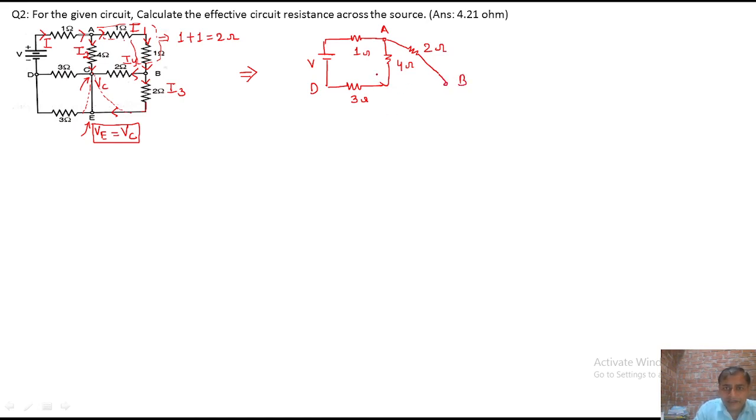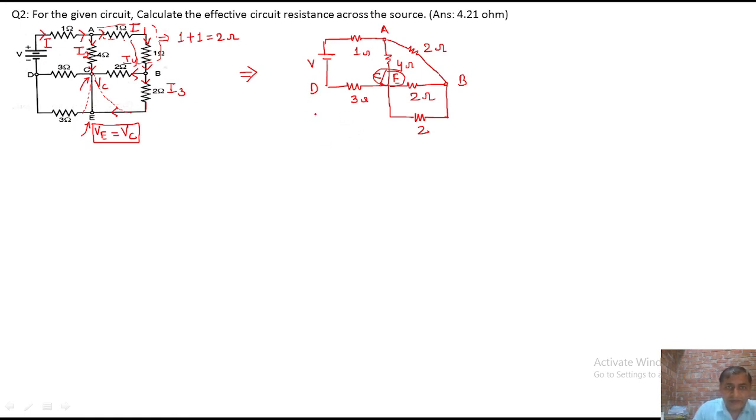And B, this point is C. C is connected with the resistance of 2 ohm. B is connected with the point E, but E and C are the same point. So this 2 ohm is connected like this way. This 2 ohm is connected between B and E, because C and E are both the same point.